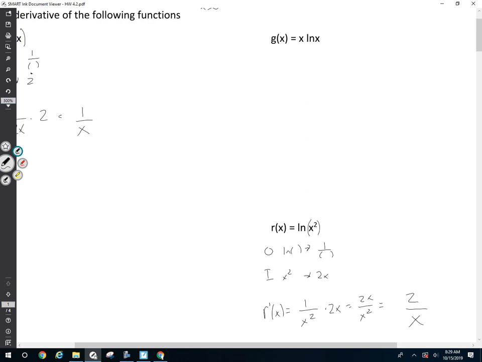Once we have x log x, now we have a product. So remembering the product rule, we've got the derivative of x times log x plus the derivative of log x times x. And that could be simplified to be log x plus 1.